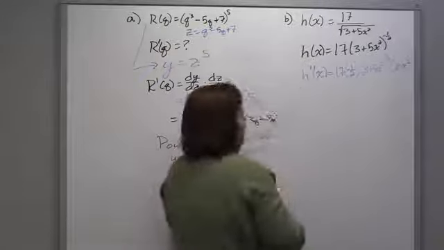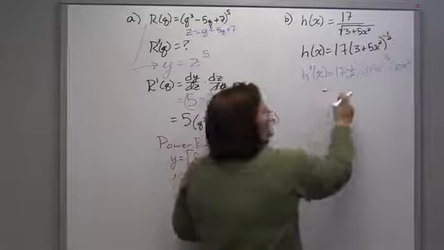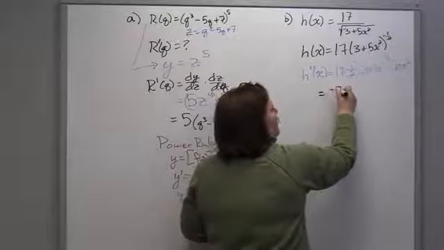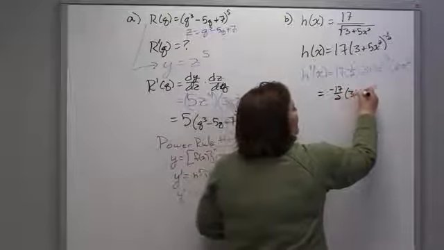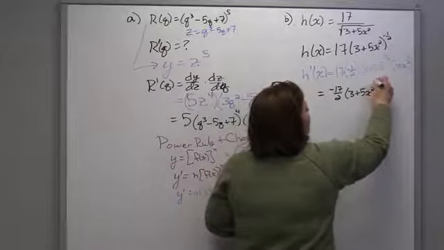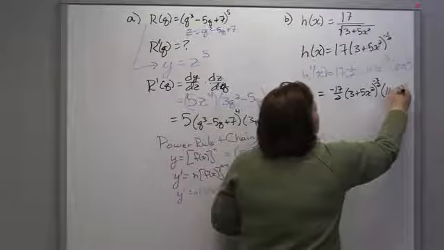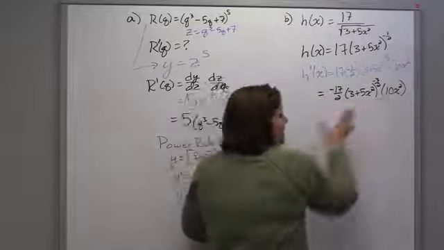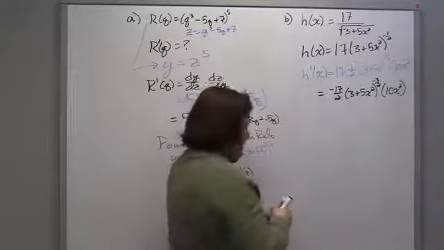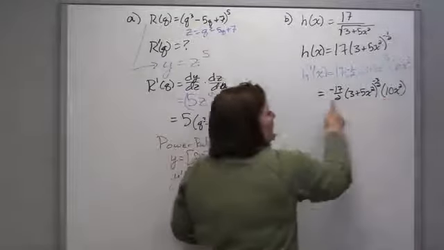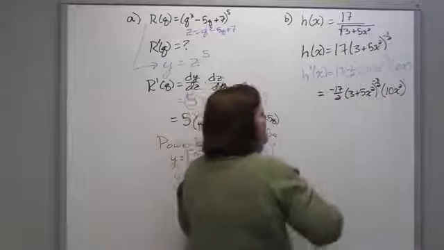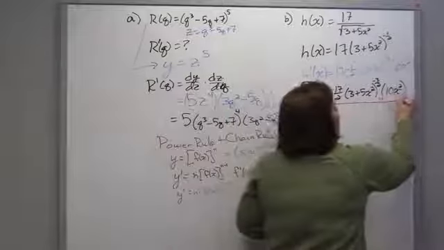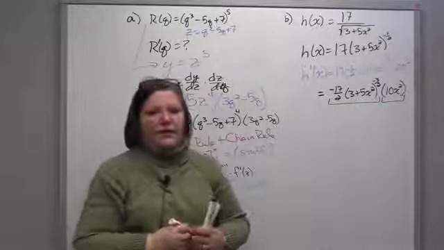So let me rewrite this a little bit. We can simplify this more. We'd have negative 17/2 times 3 plus 5x squared to the negative 3/2 times 10x squared. We could rewrite this as a fraction, put radicals. We could combine this even more. But again, this is from the derivative of the outside. This is from the derivative of the inside for the chain rule.